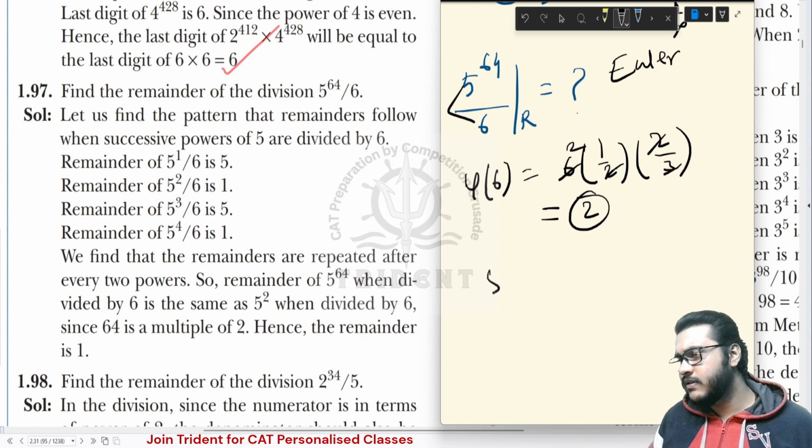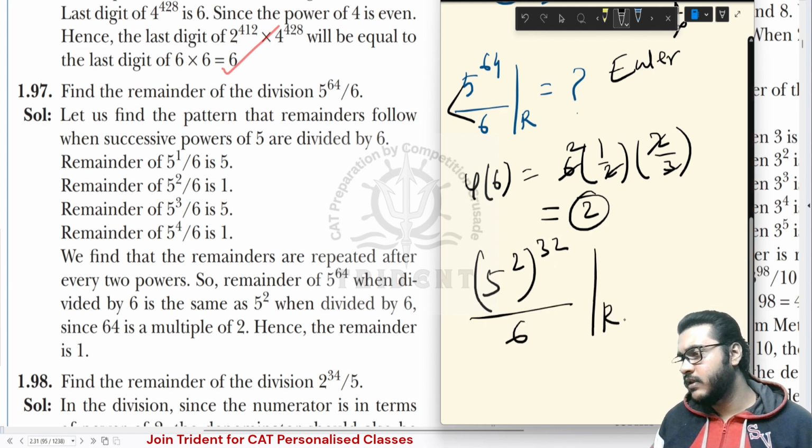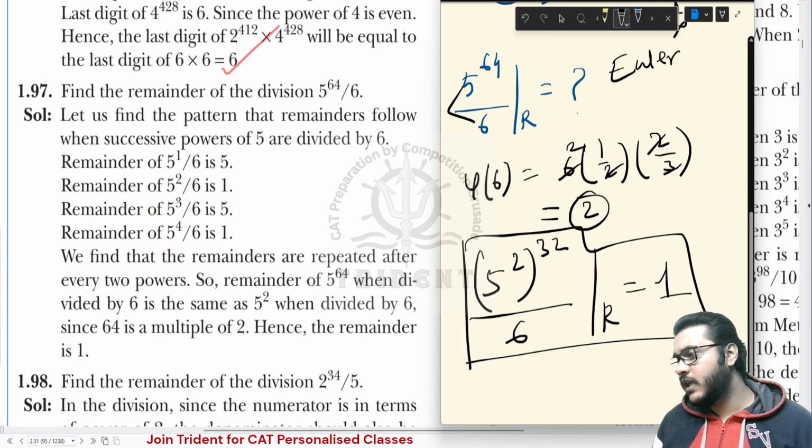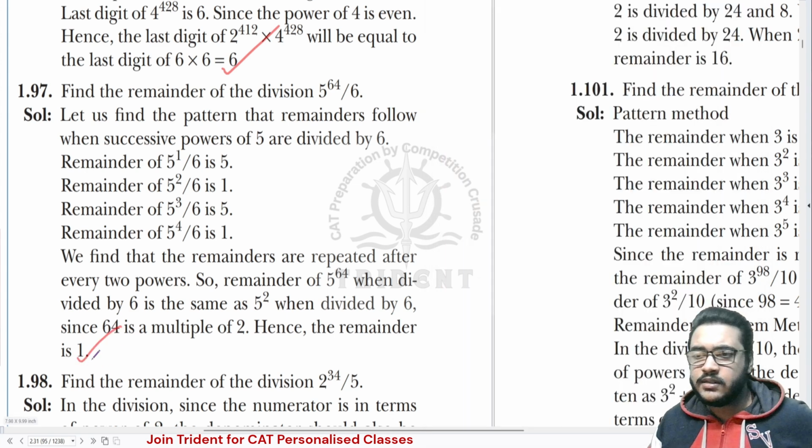Now if you realize, 5 to the power 64 is 5 to the power 2 raised to the power 32, so we can break it. The remainder of this is going to be 1 from the application of Euler's theorem. Here you can see the answer to that is also 1.